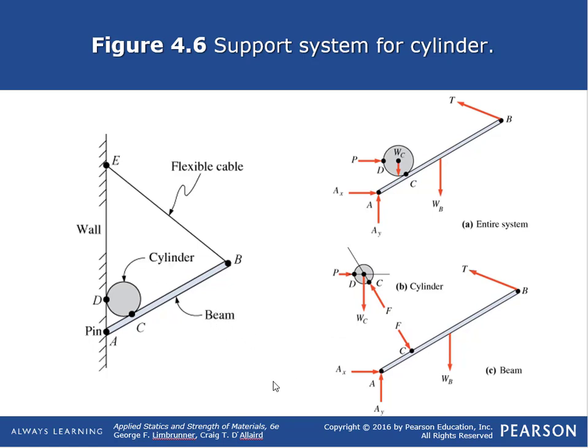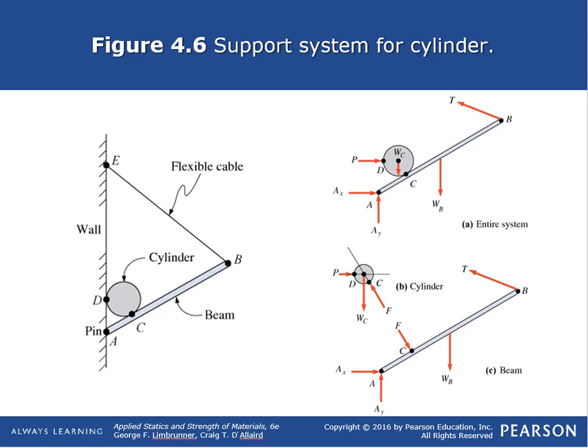What we're showing you here is the free body diagram of both the cylinder and the beam. Here's the cylinder, here's the reaction to the wall, here's the weight of the cylinder, and here's the reaction of the beam onto the cylinder. Now for the beam, we have the X and Y reactions at point A, the weight of the beam, the force due to the contact with the cylinder, and the tension in the cable. So the beam is essentially a non-concurrent force system.